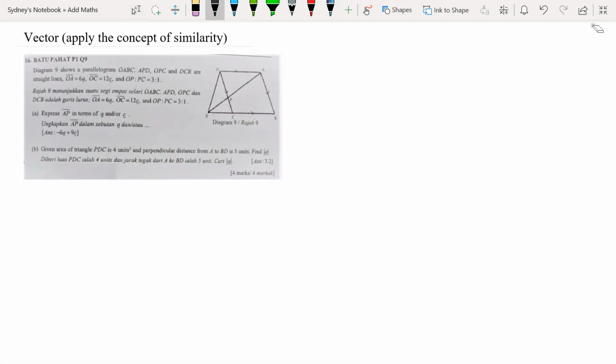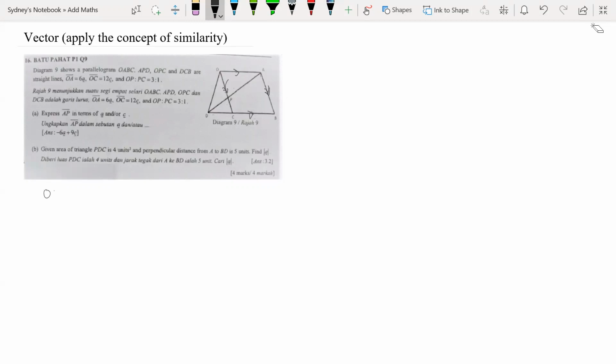First of all, the diagram 9 shows a parallelogram OABC. APD, so we have to look at where these points are while we are reading. DCB, and OPC, APD, they are all straight lines. Given that it's a parallelogram, we have to mark this down to show that they are parallel. So mark down the opposite pairs because they are parallel.